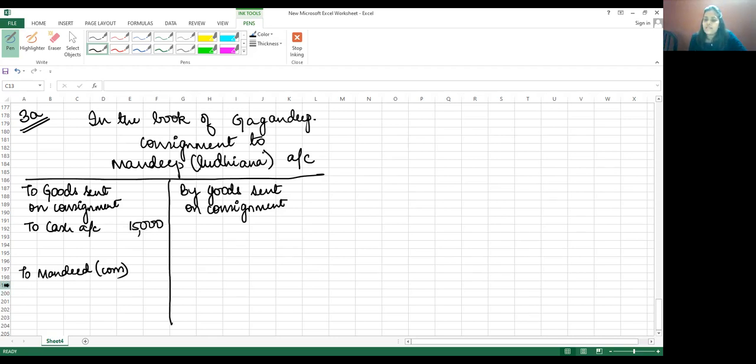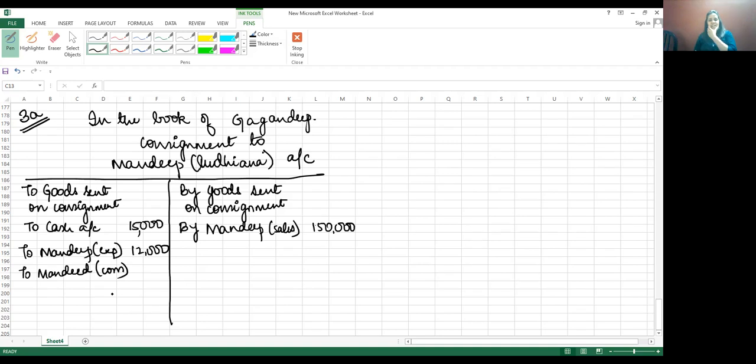Okay, account sales shows that he has sales of 1,50,000. So by Mandeep, so this is sales 1,50,000. His selling expenses are 12,000. So to Mandeep again, expenses 12,000. 10% of the consignment goods of the value 18,750 were destroyed by fire in Ludhiana godown. So by abnormal loss, okay, so we have abnormal loss which we will calculate now. Okay, now this abnormal loss is also at invoice price, so we will do the accordingly calculation. Remittance, the balance in favor.